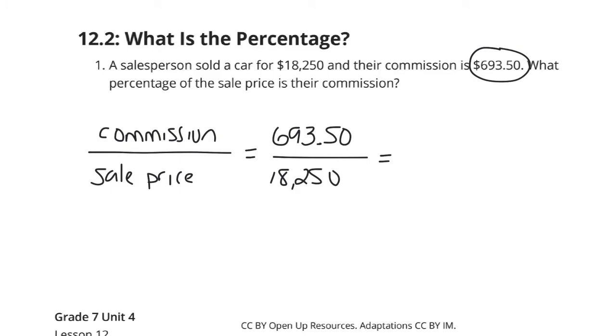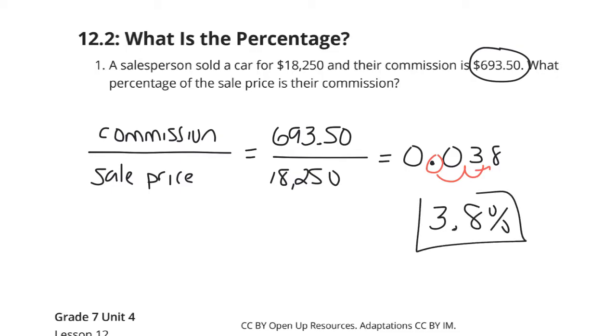Well, when I divide $693.50 by $18,250, we end up with the decimal 0.038. So 38 thousandths. When we look to get this as a percentage, move that decimal point over 2 times to the right when you multiply by 100, and so you get 3 8/10%. So the percentage of the sale price that is their commission is 3 8/10%.